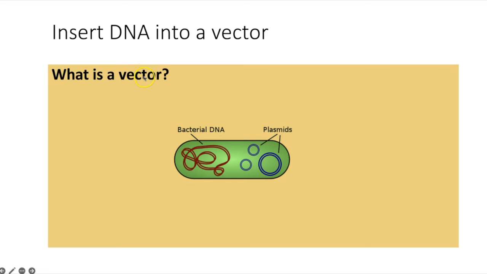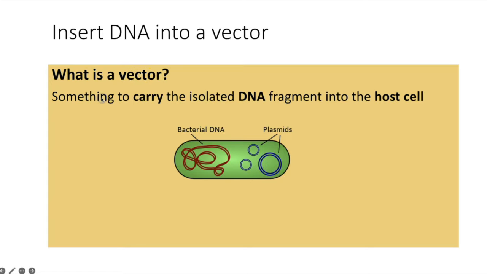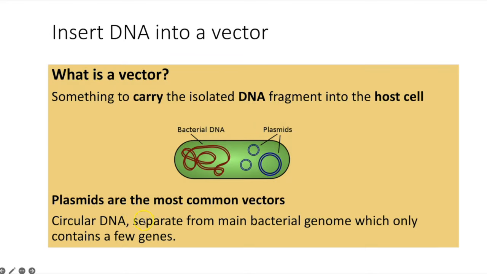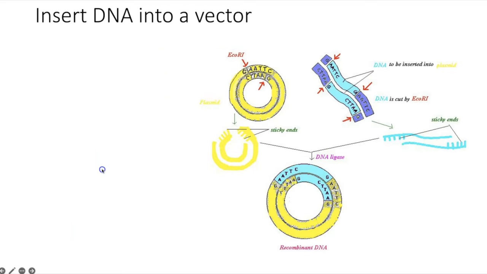Once we've done that, then we insert this DNA into a vector, and a vector is something that carries this DNA fragment into the host cell. Plasmids are the most common vectors which are used, and plasmids are loops of DNA that are found in some bacteria. So that circular DNA, which is separate from the main bacterial genome, only contains a few genes.